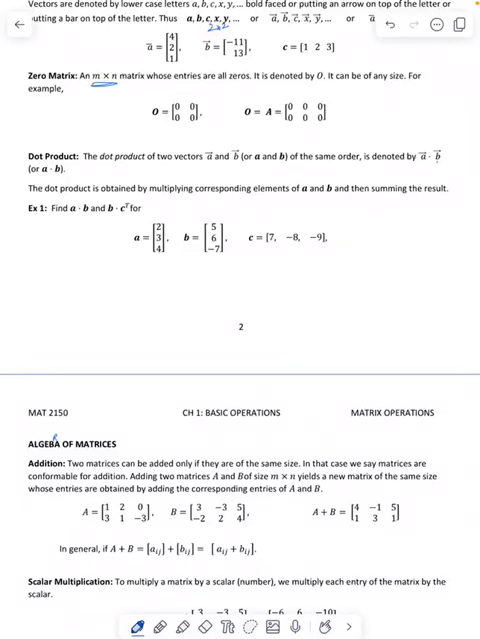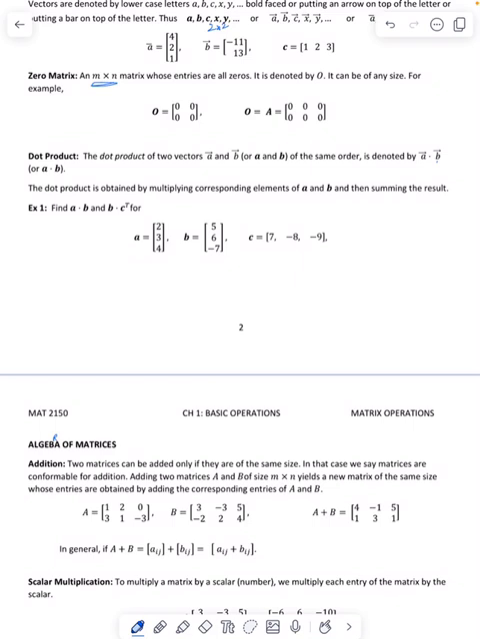We start with chapter 1 of the matrix operations book. We continue where we left last time, and we were about to find the dot product of two vectors. So here three vectors are given, a, b and c. A and b are column vectors and c is a row vector.